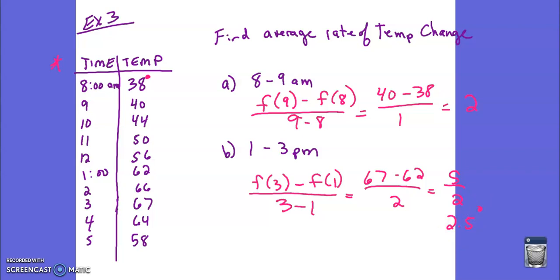That's the average rate. And you know in real life, it may drop 5 degrees in 1 hour and only 1 degree the next hour, but it's the average rate of change. So that's what we're looking at.